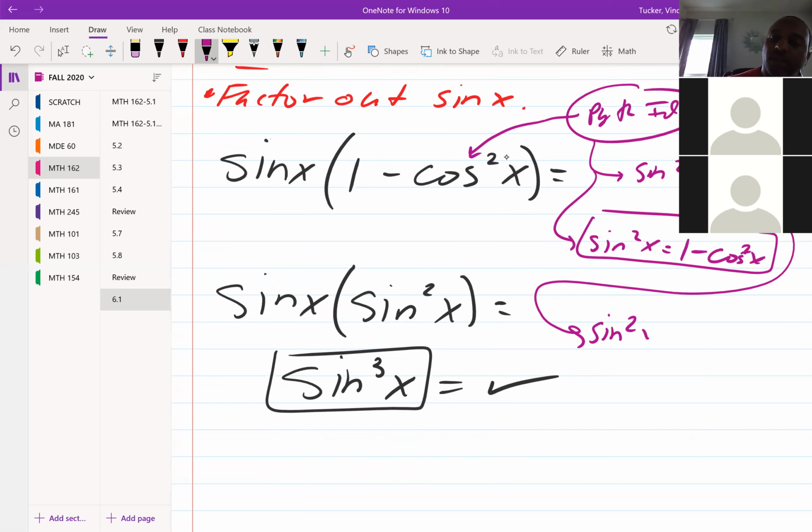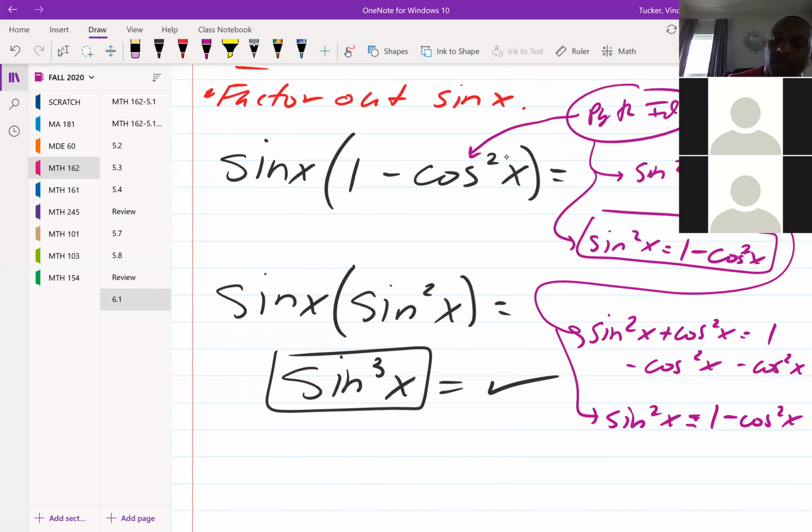So I had sine squared x plus cosine squared x equal to 1. So if you were to subtract cosine squared from both sides, sine squared is equal to 1 minus cosine squared. So all I did was manipulate the Pythagorean identity.